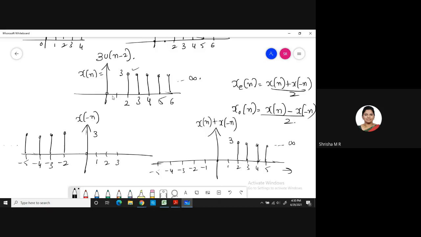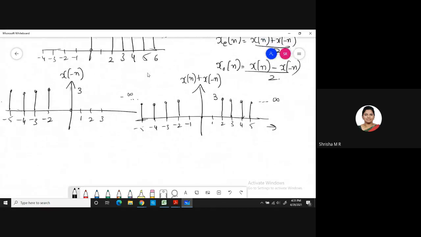On the left side, at minus 1 you don't have any signal, nor at minus 2, minus 3 and so on, in the first signal, but in the folded one you have a signal. So 0 plus 3 is 3 at minus 2, and it will go on up to minus infinity. So we have plotted x of n plus x of minus n. Just add these two; add the amplitudes at each instant, or you can directly write it by seeing.